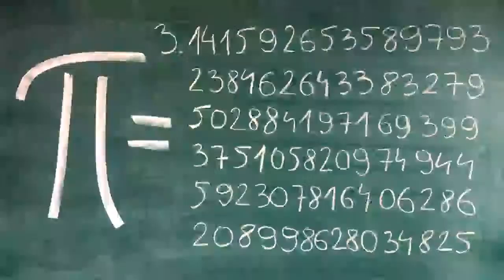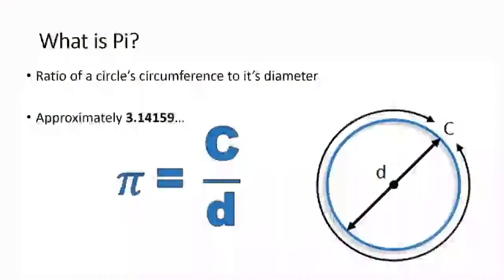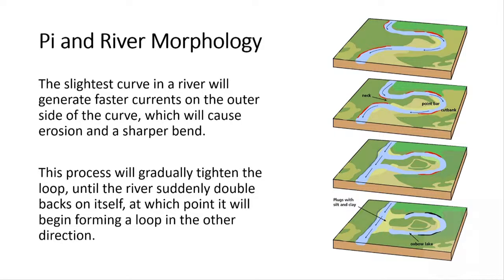So what about pi? Let's get into pi just a little bit. What is pi? Well, that's the ratio of a circle's circumference to its diameter, approximately 3.14159. Kind of goes on forever. There are some that say that pi is seen in river morphology. Now, as I was looking into this, there are also some who say it doesn't. So take this with a grain of salt.